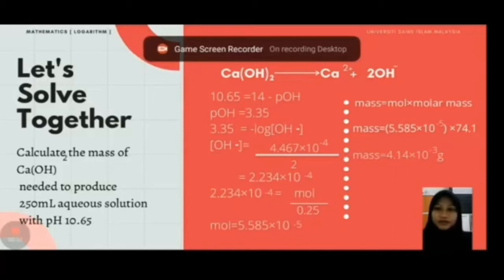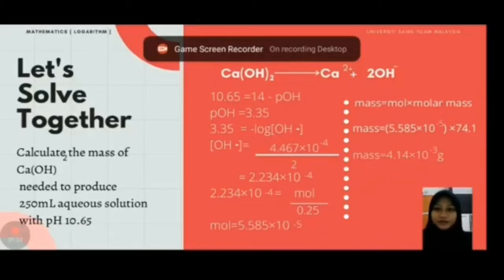Next, to calculate the concentration of OH minus, we can use the formula pOH equals negative log OH minus. So we substitute the 3.35 into the formula to get the concentration of OH minus, which is 4.467 times 10 to the power of negative 4. We need to divide 4.467 times 10 to the power of negative 4 by 2 because, if you refer to the equation that we wrote before, it is stated that it is 2OH minus. That's why we need to divide it by 2. Next, we get the concentration of OH minus, which is 2.234 times 10 to the power of negative 4.